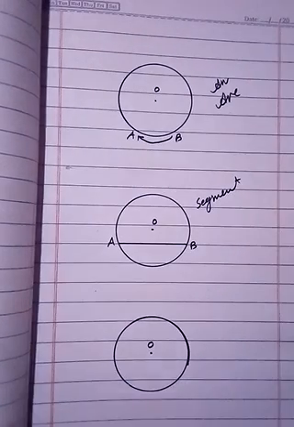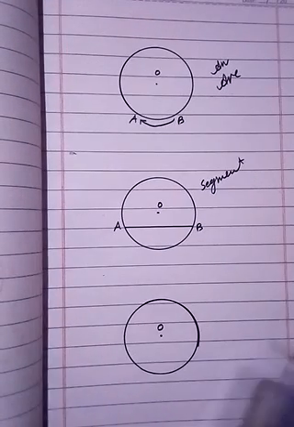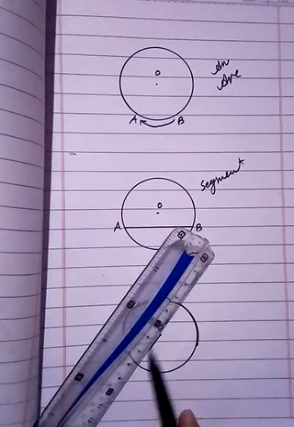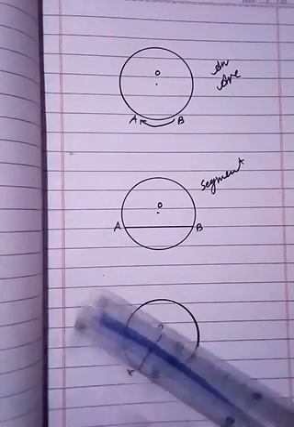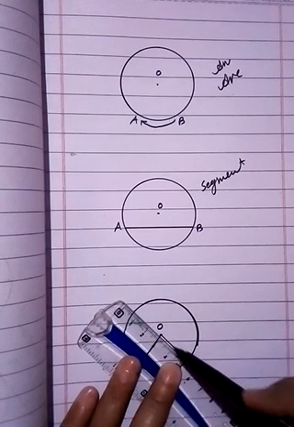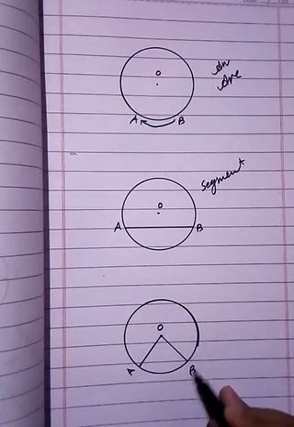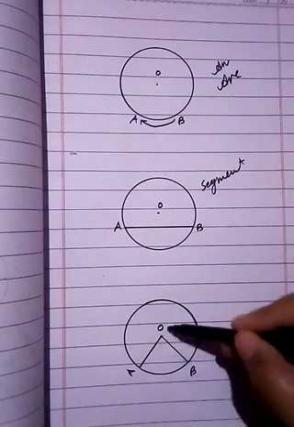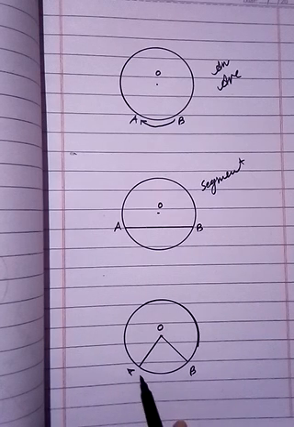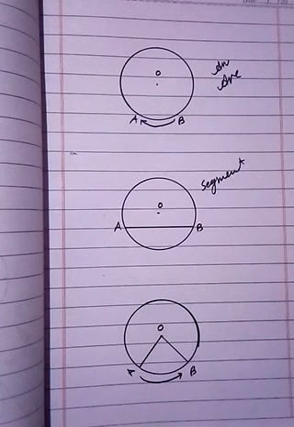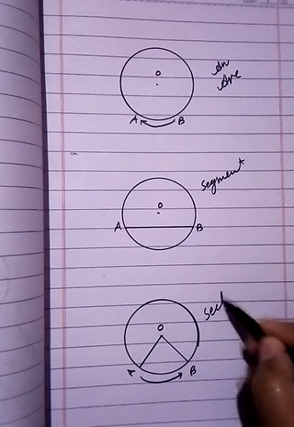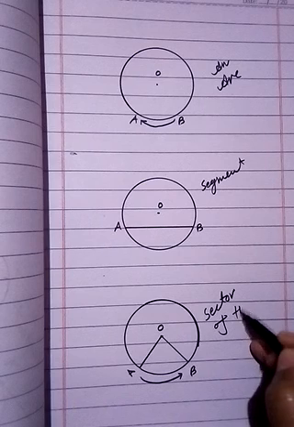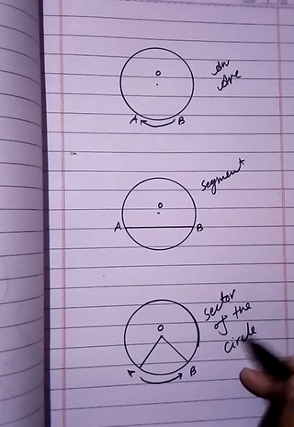Now next one is sector. Now O is the center point and you have to draw O to A. It is the first radius. Now you have to draw the second radius from O to circumference. Its name is B. It means you have to draw here two radii, OA and OB. And AB, this portion is known as an arc. So its definition is a part of the circle bounded by two radii and an arc is known as a sector of the circle.